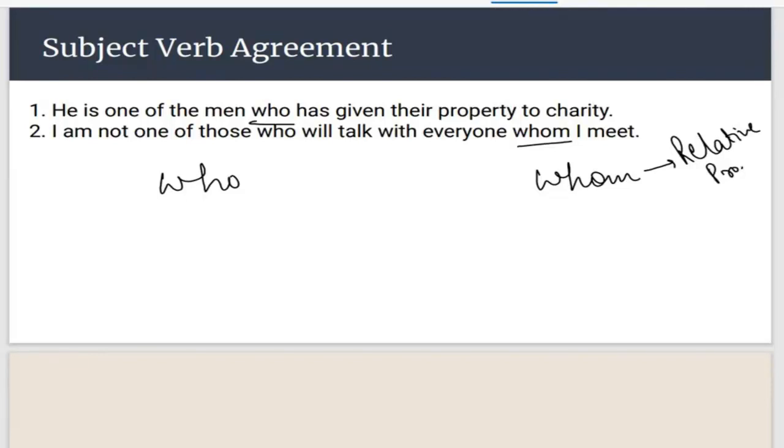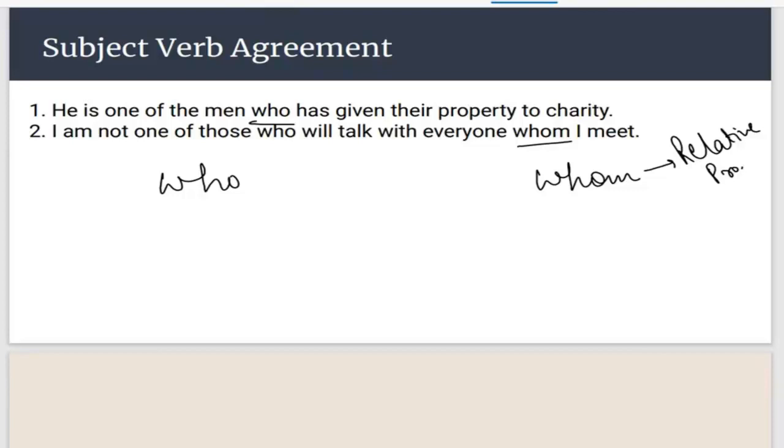I'll repeat again. Whenever WH words like who, whom, whose, which are not used to ask a question, they are used as conjunctions to join two sentences. Then at that particular time, the WH word is called a relative pronoun. Is this thing clear to all of you?